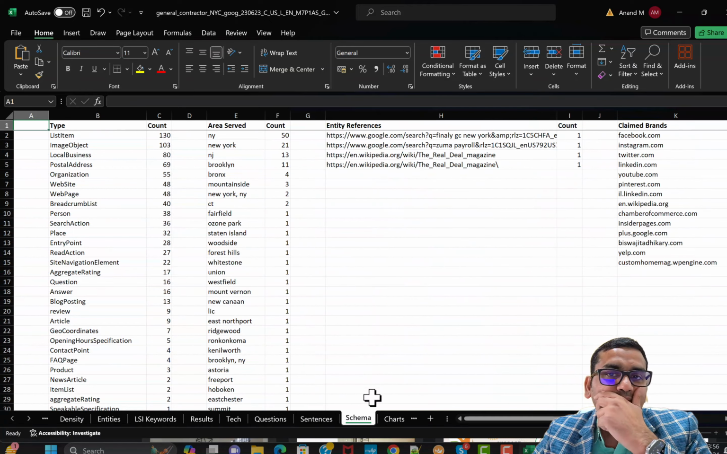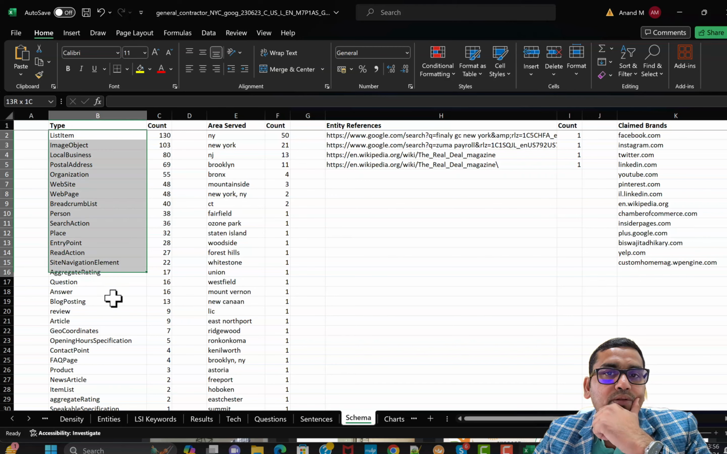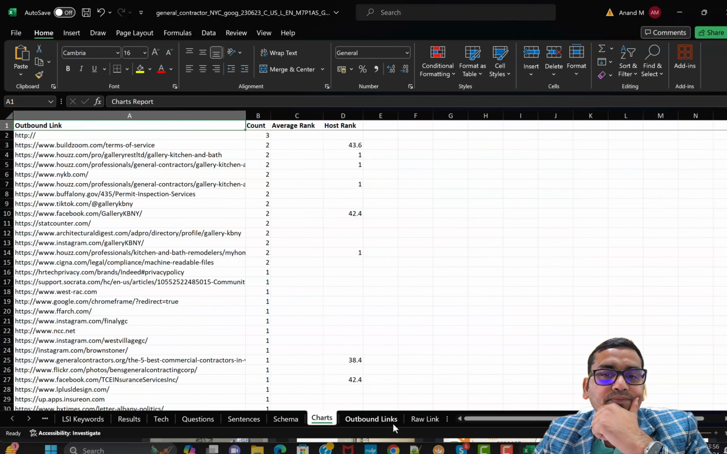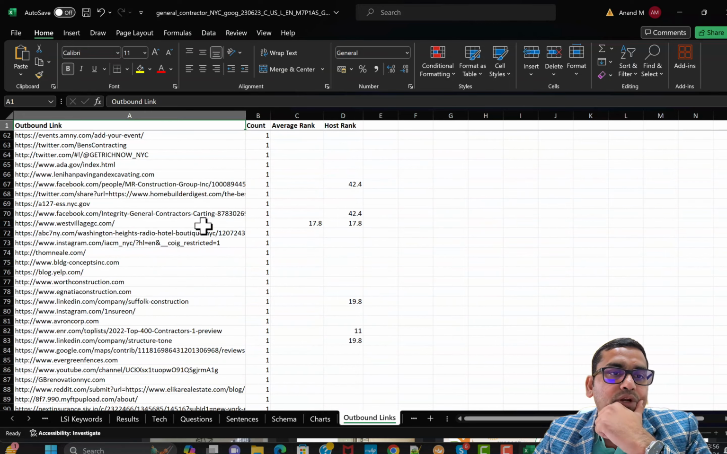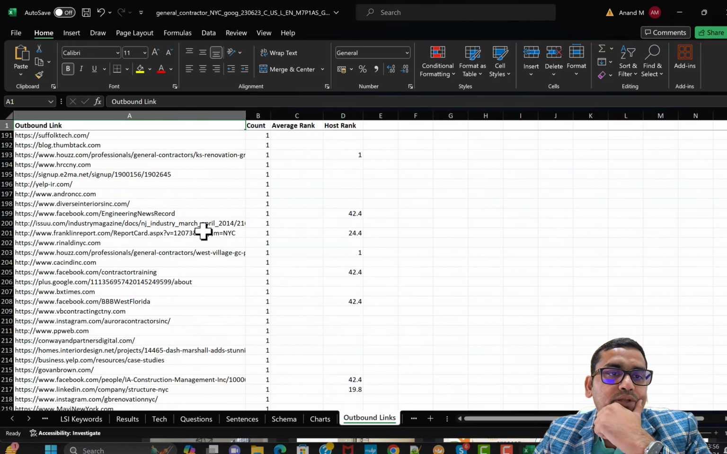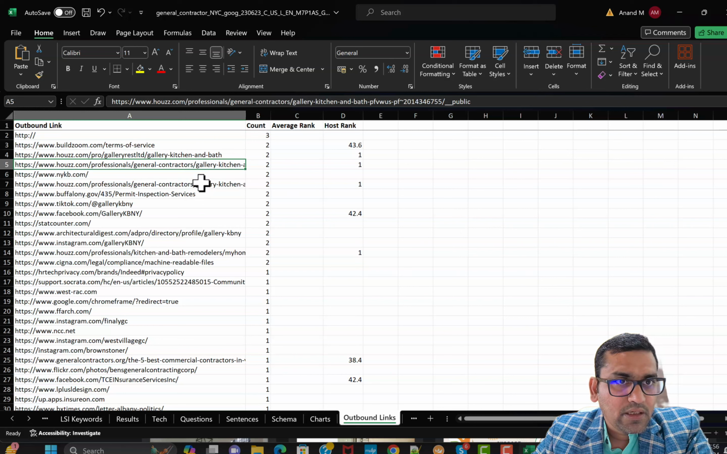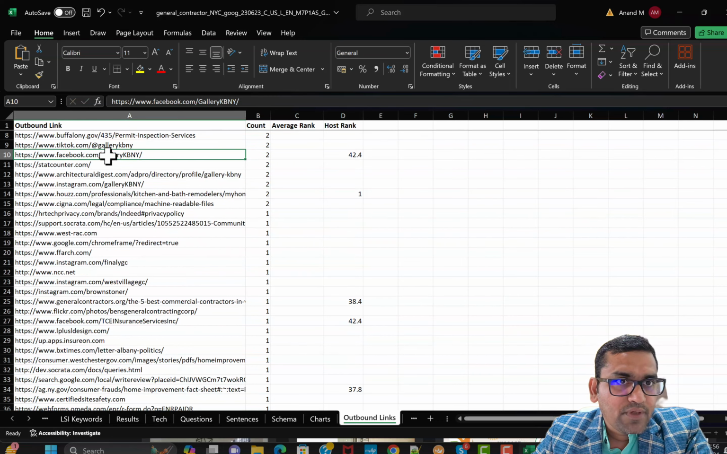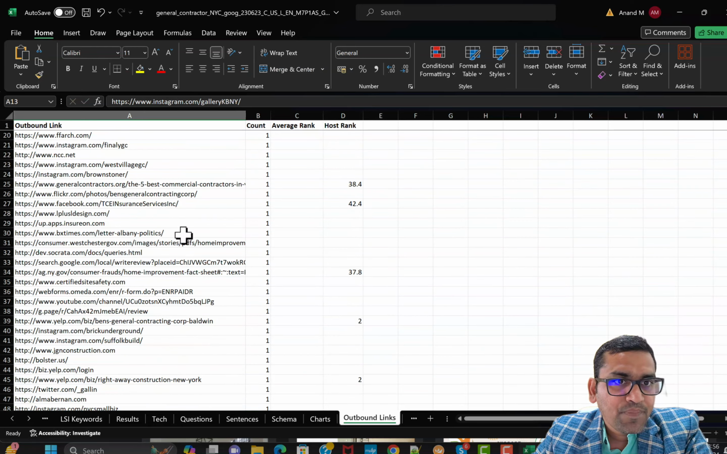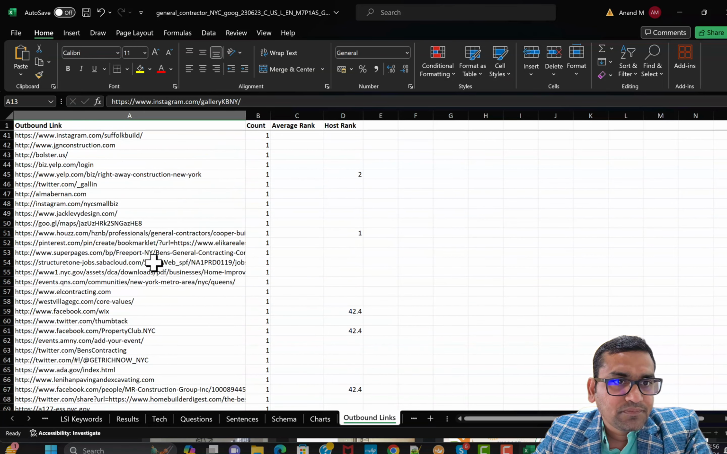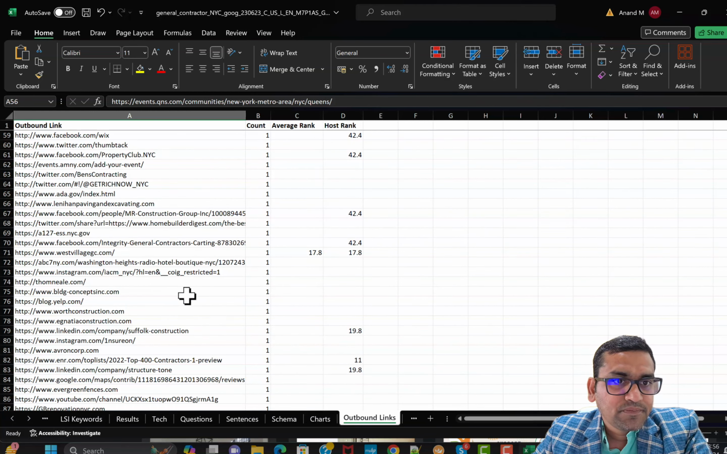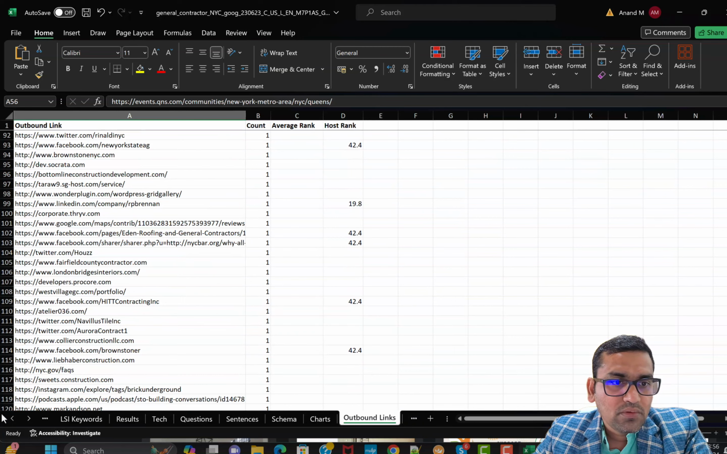Now about schema. They have schema data there as well, and then outbound links. If you want to know where they link, these are the pages they link to. Even these kinds of links can be good for us. If we find a link like a house, that means we can get a citation from the house if we can. Then they have a Facebook, so if we don't have a Facebook we can make one. If we don't have an Instagram we can make one. And then we can find some other important links which they have. If they are relevant we can also give outbound links to those particular things.